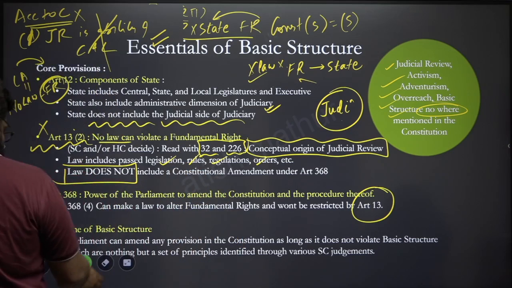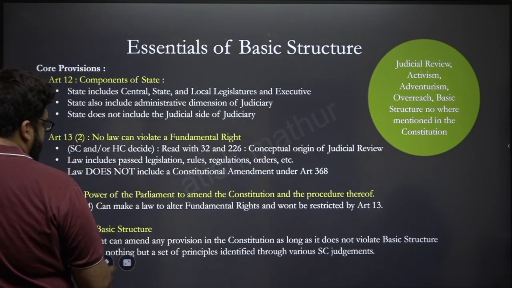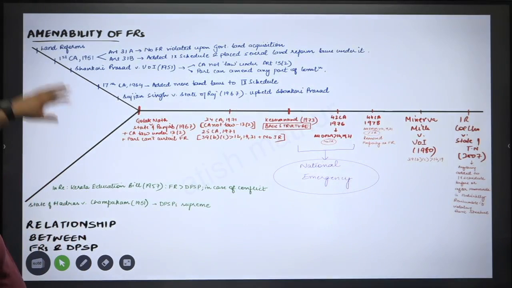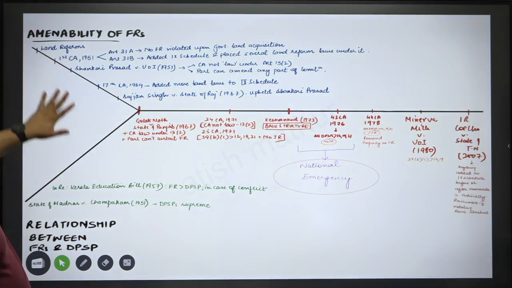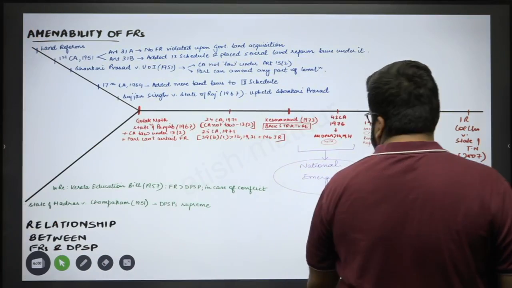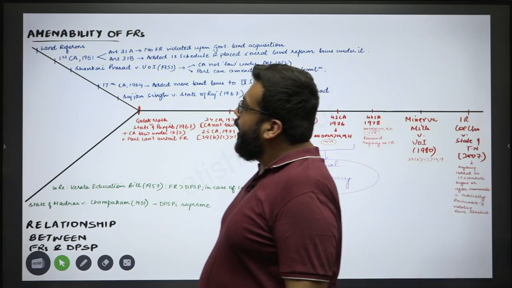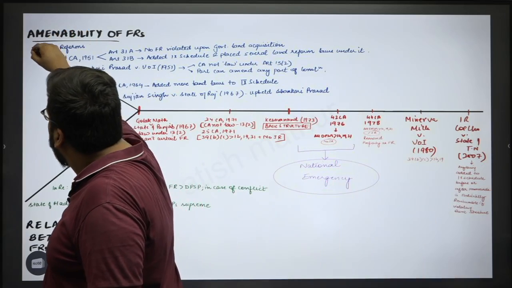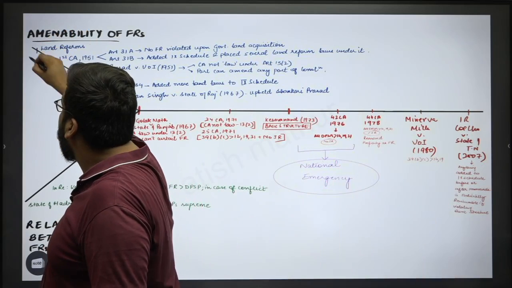I'll quickly give you a small sort of a timeline through this because it helps you understand two things. It is a common timeline which makes you understand the amenability of rights as well as the relationship between fundamental rights and directive principles, right? So it all started when the government wanted to set up land reforms.